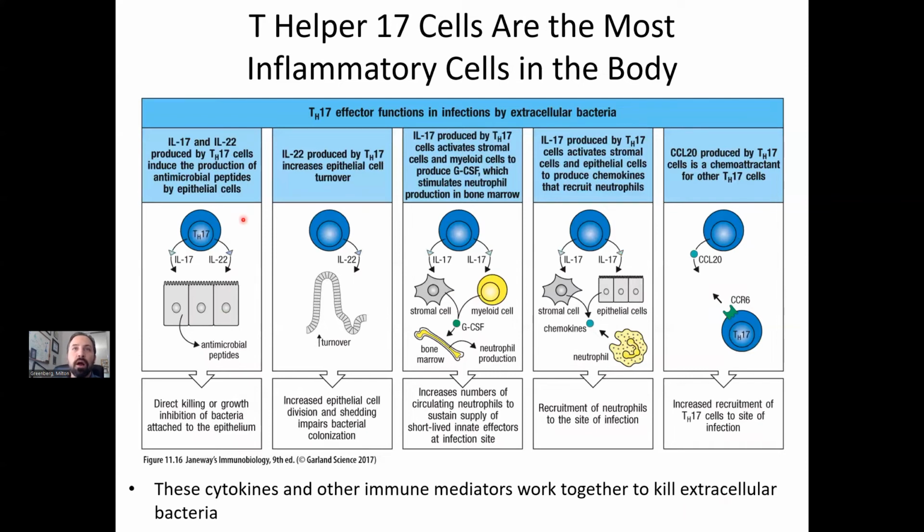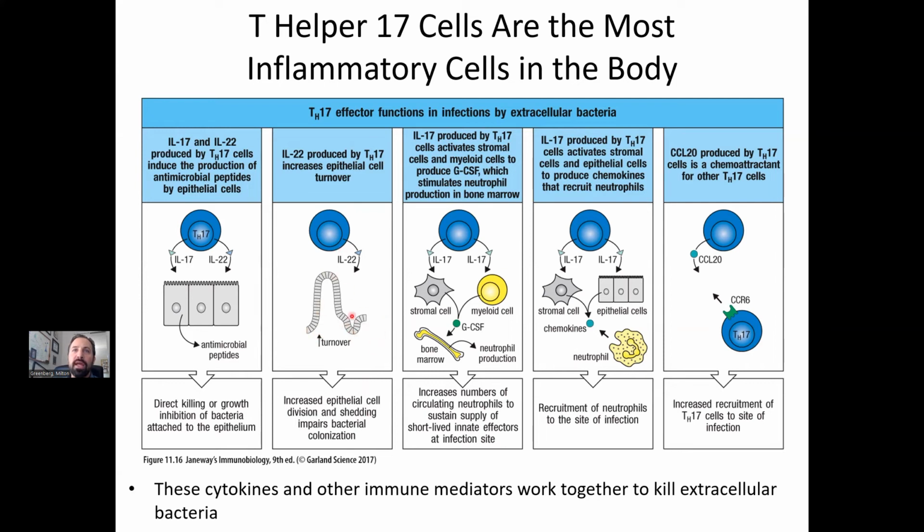IL-17 is going to be working on different effectors. So specifically, it's going to be working on the epithelium. So you're going to get massive hyperplasia in the epithelium. You're going to get massive transcription in the epithelium, where you're going to trigger your epithelium to make lots of antimicrobial peptides. You're going to trigger hyperplasia and a lot of growth of the epithelial cell division and shedding that'll help to impair bacterial colonization.